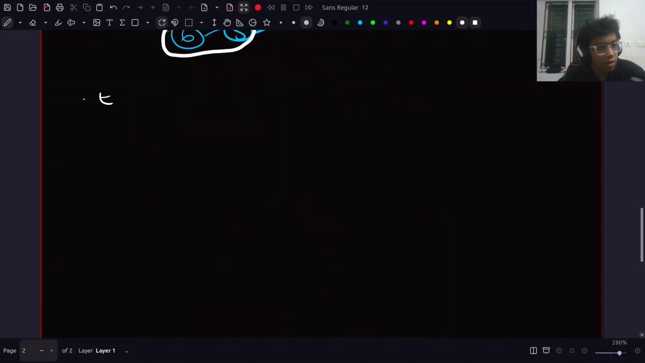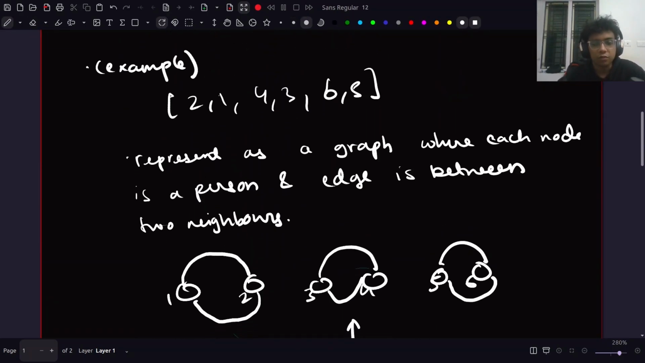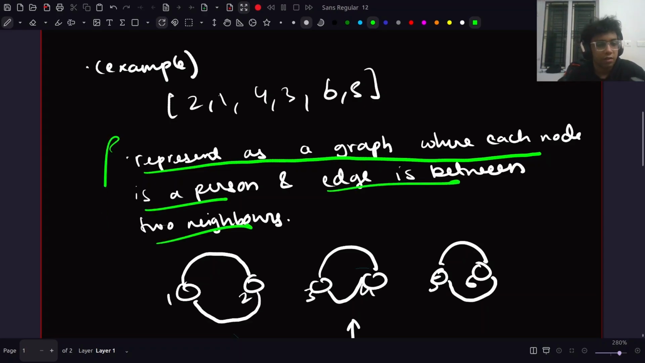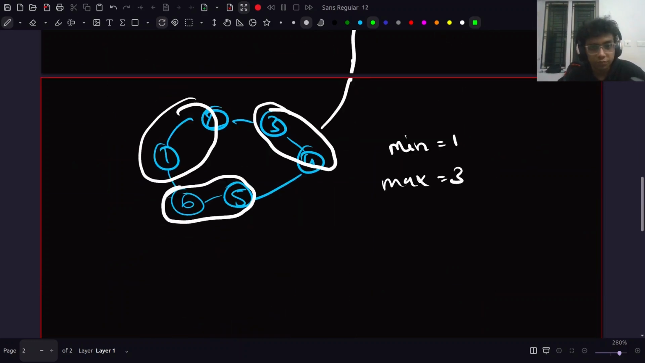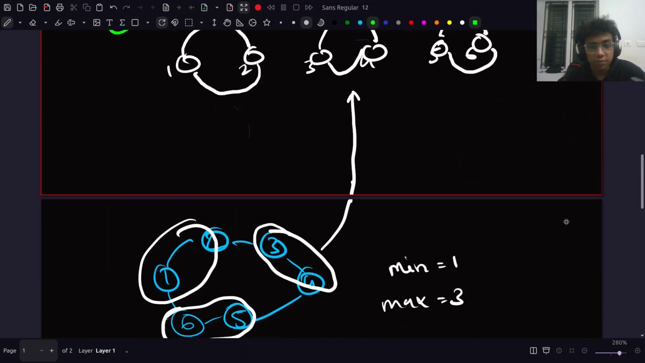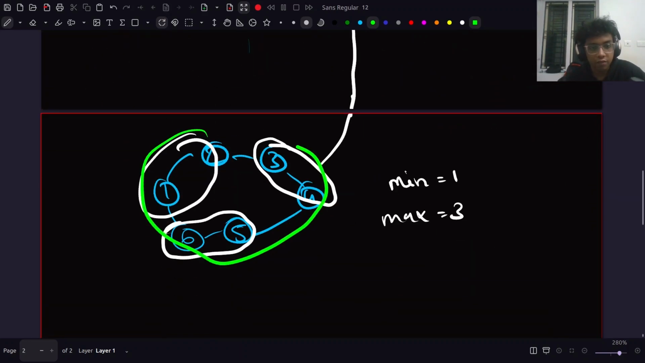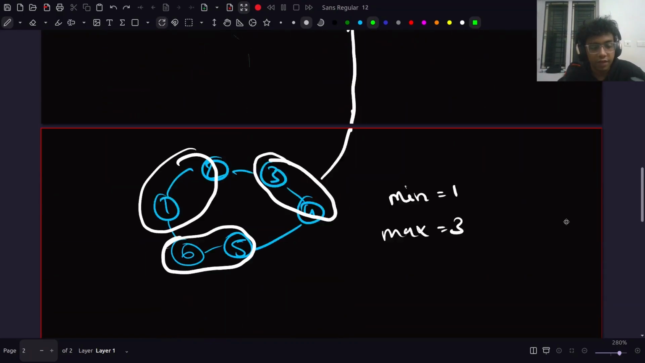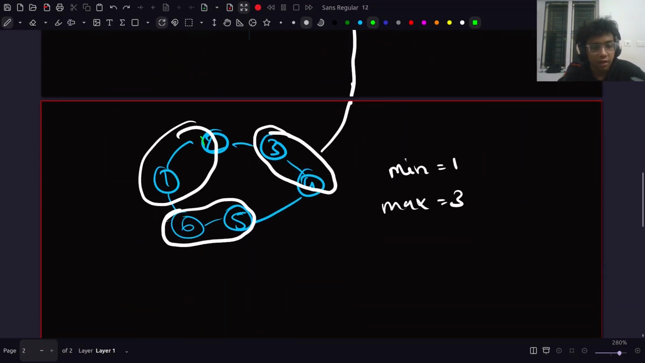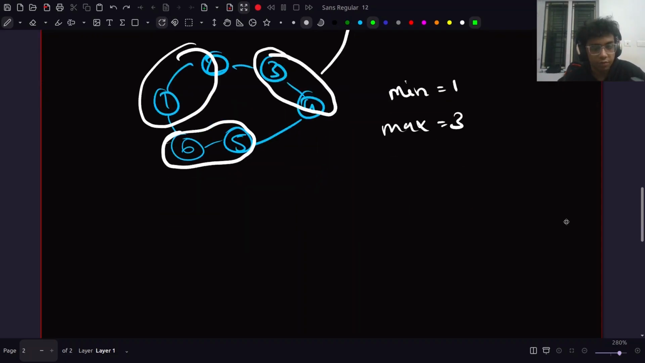Instead of giving you hard numbers, we're just going to look at some graphs which are possible. In fact, before getting to the examples, we're going to think about this graph. We are representing the problem as a graph where each node is a person and an edge is between two neighbors. This is very important. Basically we're trying to see what graphs could have generated this graph if we forget one of the neighbors and only pay attention to some of the neighbors.